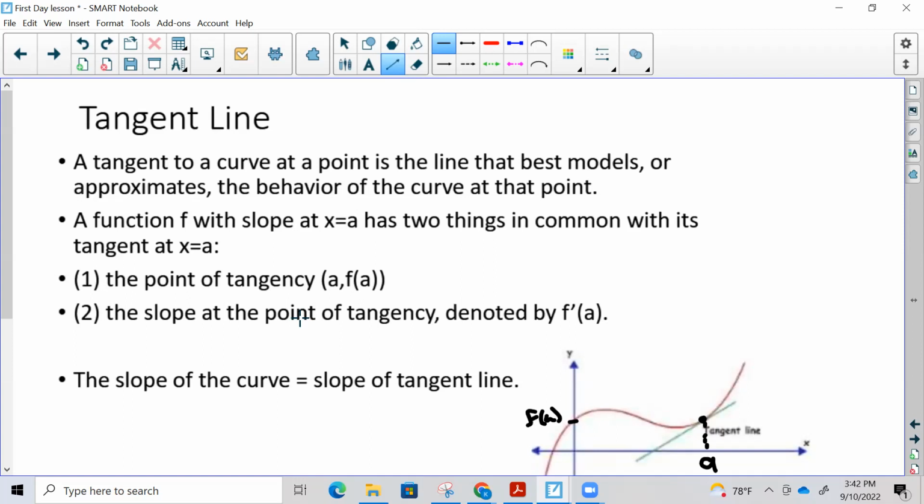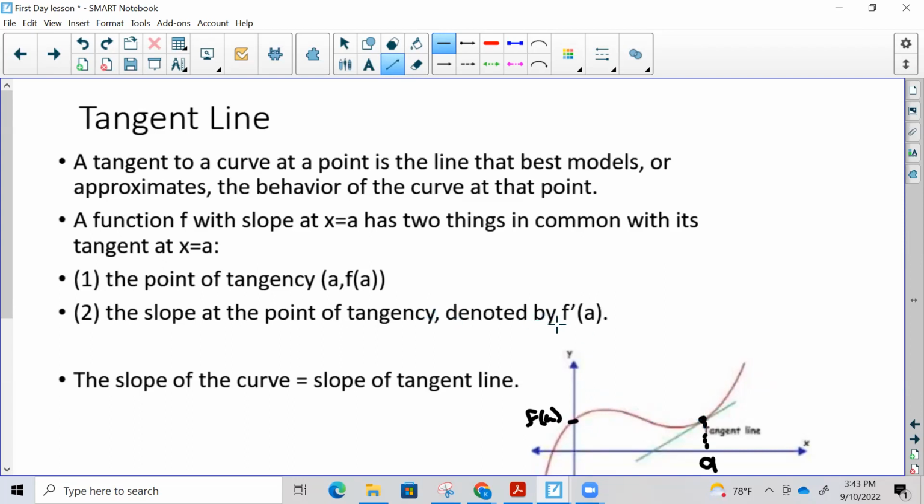The function f, at x equals a, has two things in common with its tangent at x equals a. So this curve and this green line have two things in common. The first is the point that they share, which is called the point of tangency, where they intersect. The x value and the y value are the same at that point. The other thing is the slope of the tangent line is the same as the slope of the curve only at this point. Obviously the slope of this line is nowhere close to the slope of the points over here or even up here. It's only at this point.